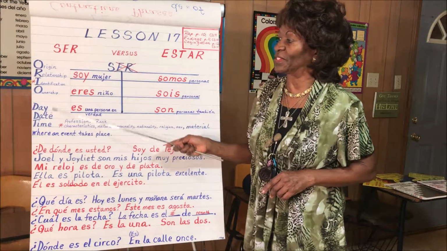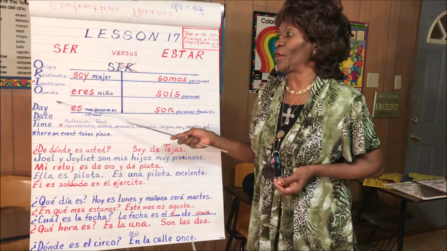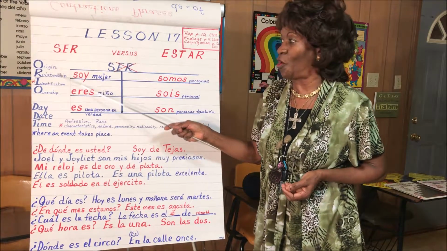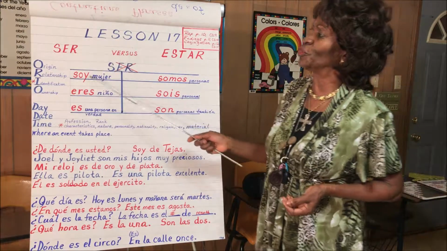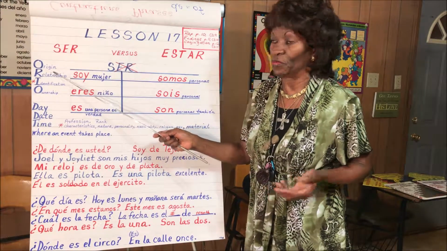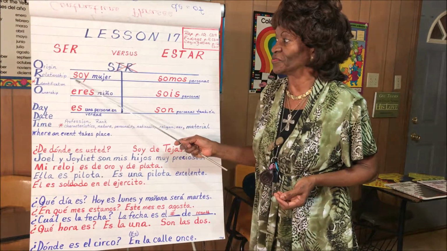I have this acronym, which I did in school. Oreo, I thought about an Oreo cookie, but instead of the E, I used an I, or R-I-O. When do you use the verb ser? With origin, from where do you come? Relationships, relatives.